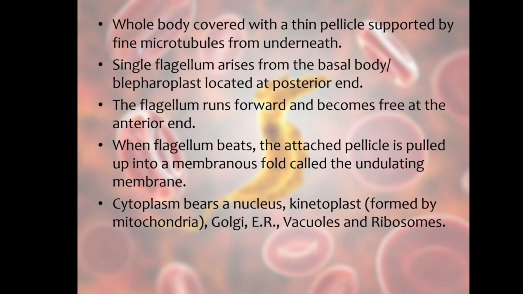The whole body of the parasite is covered with a thin pellicle, which is supported by fine microtubules from underneath, and there is a single flagellum arising from the basal body or blepharoplast, which is located at the posterior end. The flagellum runs forward and becomes free at the anterior end. When the flagellum beats, the attached pellicle is pulled up into a membranous fold, which is called the undulating membrane, as we have already discussed. Inside the cytoplasm, there is a nucleus, kinetoplast, Golgi, endoplasmic reticulum, vacuoles, and ribosomes.